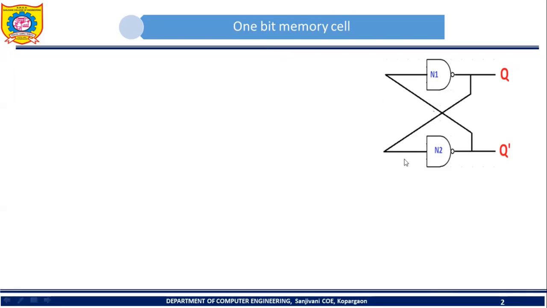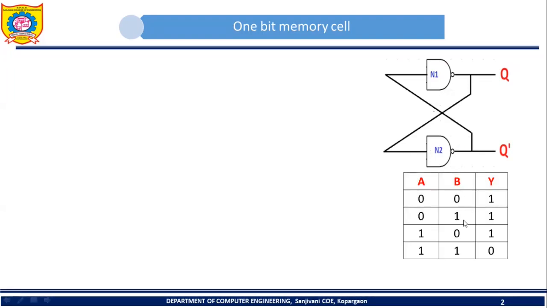But before discussing that analysis, let us see the truth table of the NAND gate. So this is the truth table of the NAND gate. From this truth table, it is clear that if all inputs of the NAND gate are 1 1, then the output of the NAND gate will be 0. Otherwise, the output of the NAND gate will be 1.